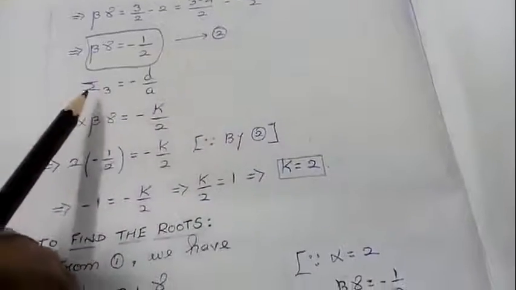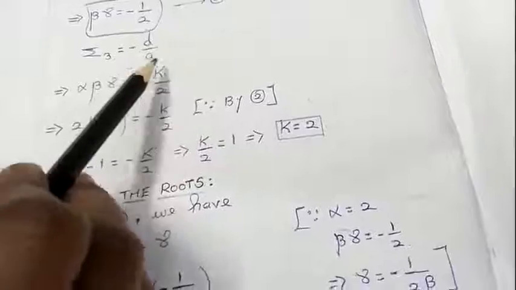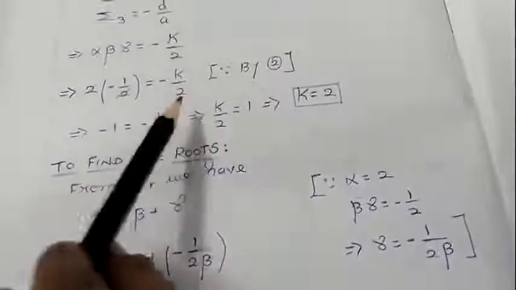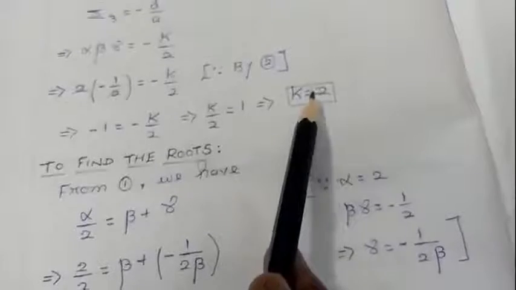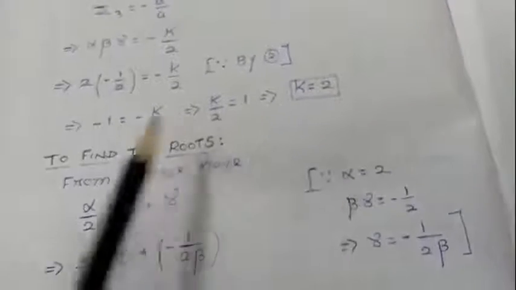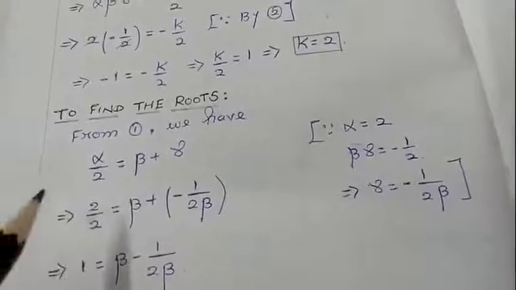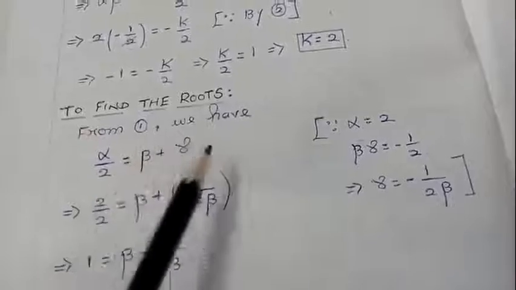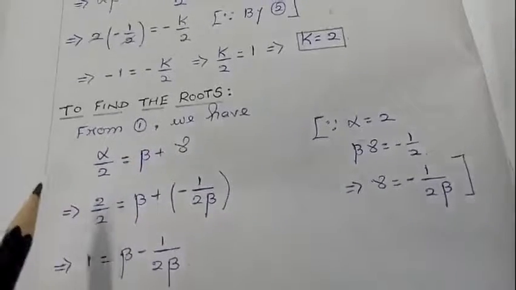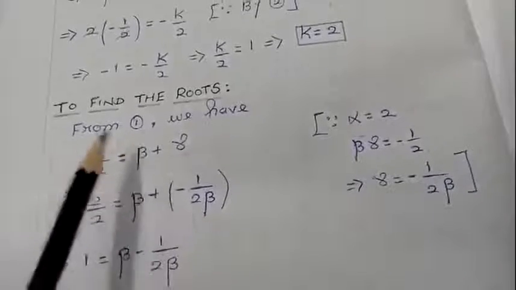Coming to summation 3, you multiply all three roots, equal to minus D by A, that is minus k by 2. After calculating, I will get the value k equal to 2. So the purpose of doing summation 1, 2 and 3 is to find the values of alpha, beta and gamma. I want to find the numbers, to find the roots from equation 1. The full calculation can be done in any way, but I am doing it in this method. You can try any other way also.